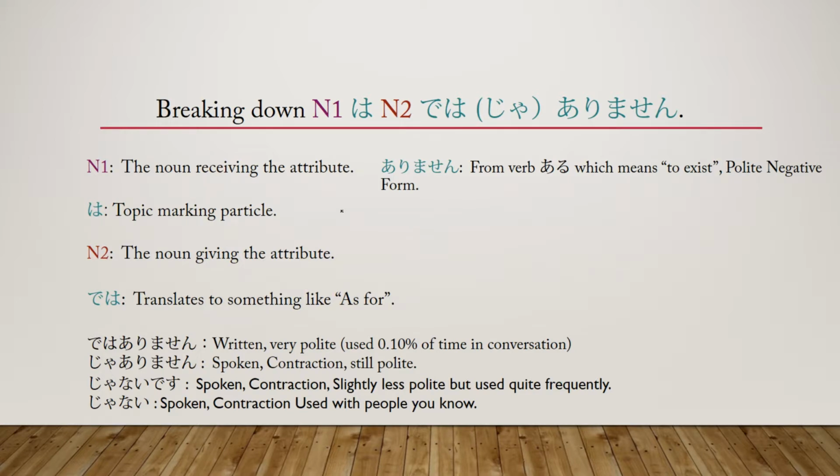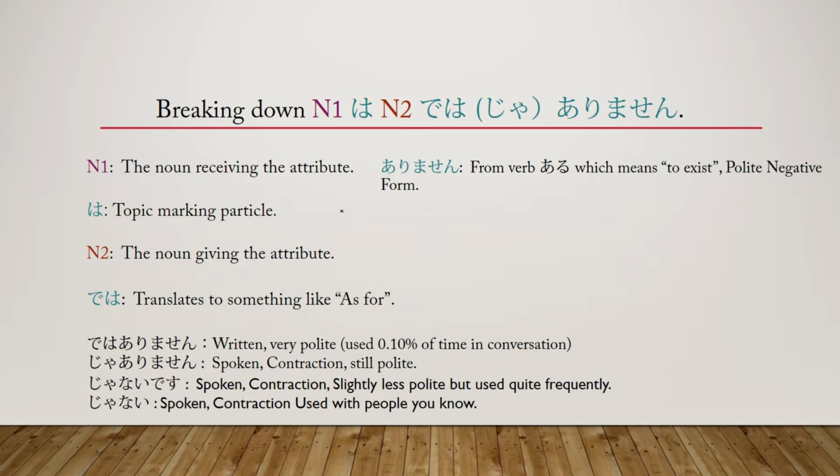So if you hear that or you want to use that, it's basically almost polite. If you want to be safe, if you don't know where your ranking is, it's fine to use ja arimasen. It's fine to use dewa arimasen. It's fine to sound like a textbook when you're in the beginner stages. No one is going to not understand you. It's just if you want to sound a little more natural, ja nai desu is where you should go.